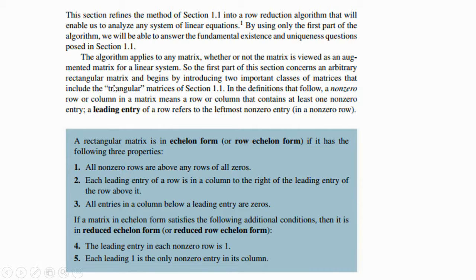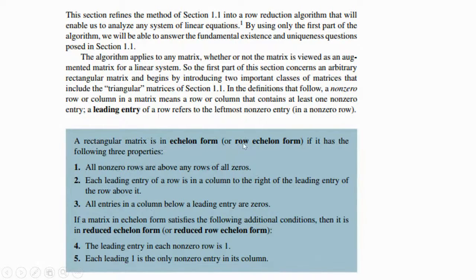Okay, so the first part is, let's take an arbitrary rectangular matrix. That means it's not necessarily square; it may have a different number of rows and columns. We introduce two important classes of matrices, the triangular matrices that we talked about before. We're also going to talk about a non-zero row or column in a matrix, which means that the row or column contains at least one non-zero entry. A leading entry of a row refers to the leftmost non-zero entry in a non-zero row.